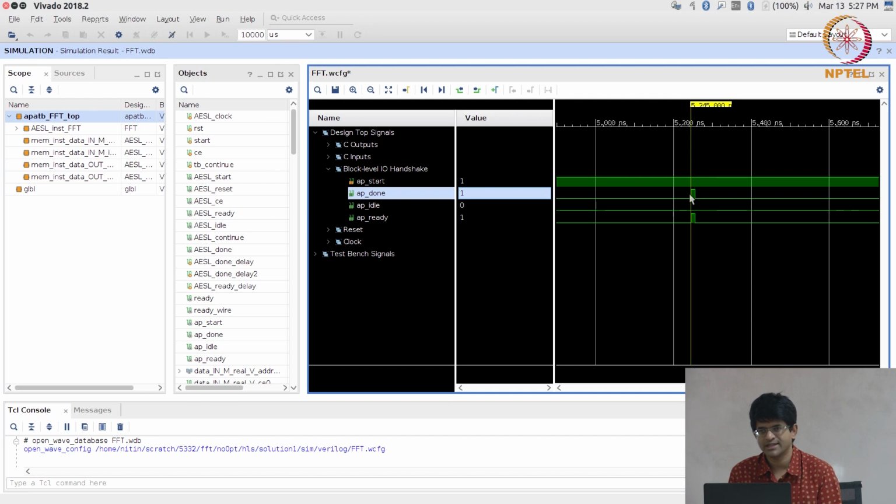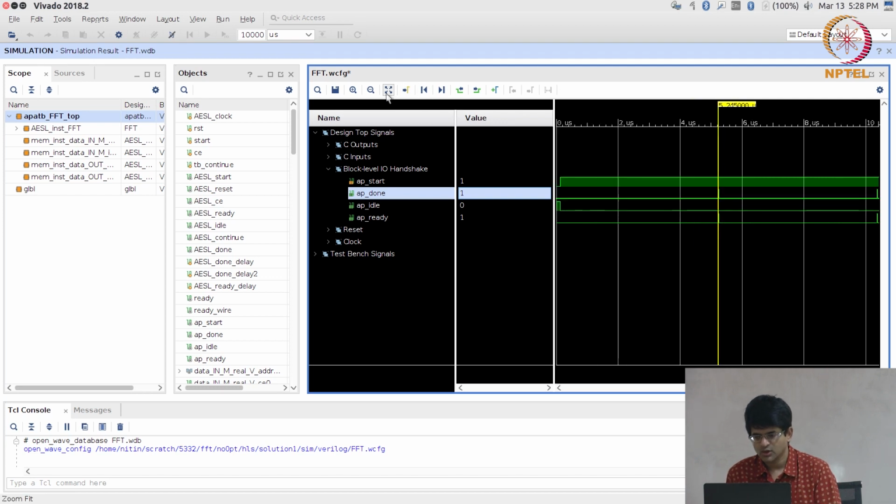Find out the clock cycle number at which the done signal became high, compare it with the clock cycle at which the start signal was made high. That difference in clock cycles is your latency. Okay? That plus 1 is your initiation interval. Alright, so far so good.